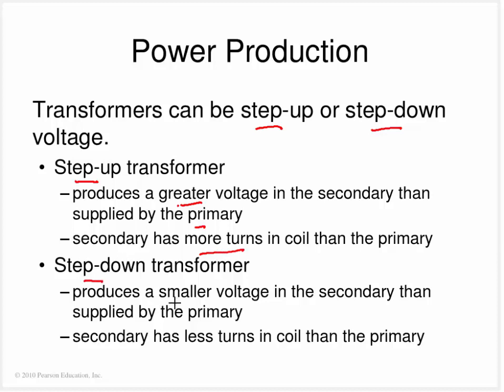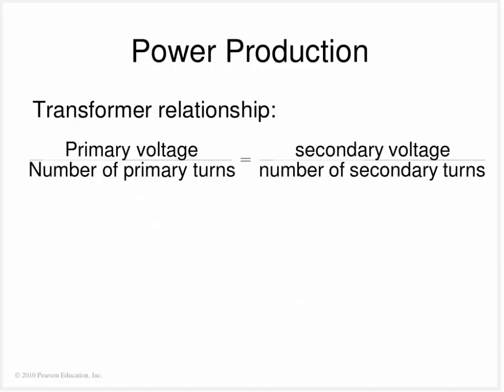Step down is going to be the exact opposite. It's going to have a smaller voltage in the secondary than the primary, and it's going to have less turns. Less turns means less voltage. Now, there's a really important relationship for transformers, and essentially what we're going to have is the voltage in the primary divided by the number of turns in the primary, and that's going to be equal to the voltage in the secondary divided by the number of turns in the secondary.